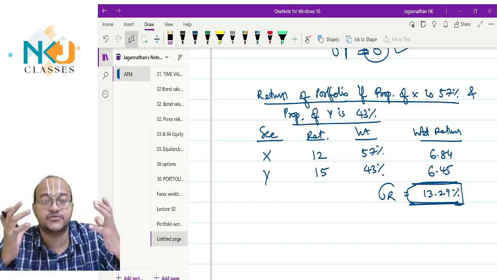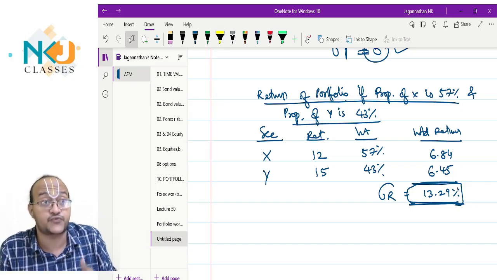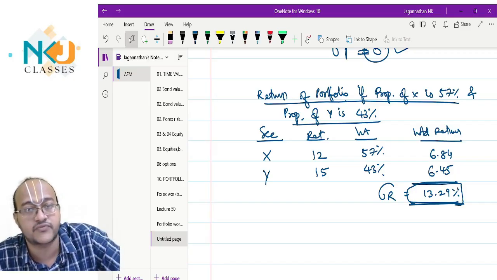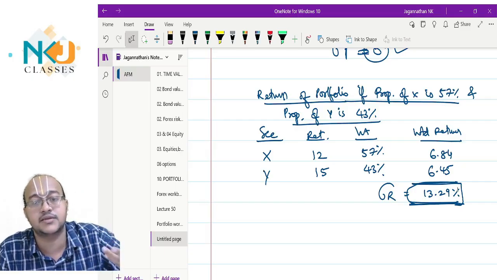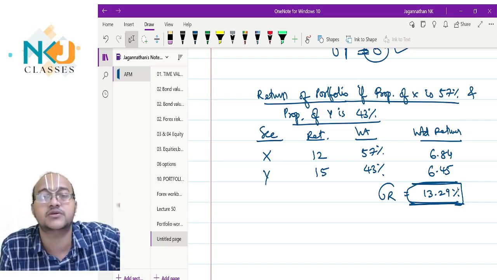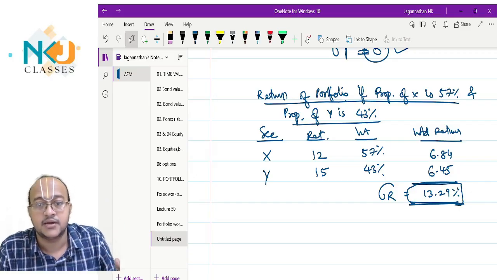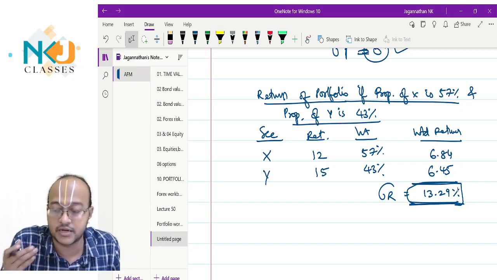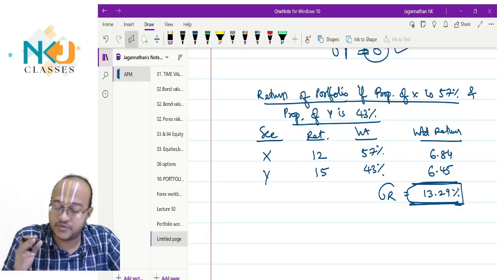That is the entire logic of this chapter. Individually, these two securities are risky: security X is 15% risky, security Y is 20% risky. Still, I can construct a portfolio using securities with a correlation of -1 so that my risk becomes zero and my return is much higher than the ordinary risk-free return. Ordinarily, Government of India bonds offer 6 to 7%, and 13.29 is far higher, nearly double the return without taking even 1% of risk. This is the question.